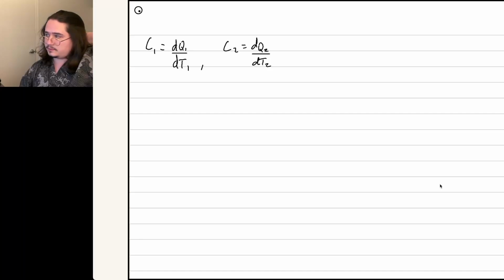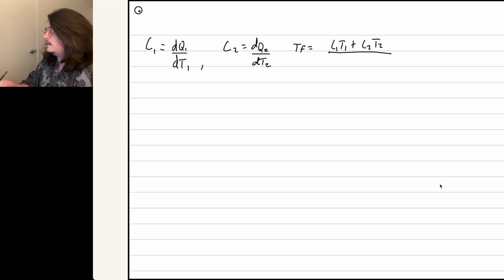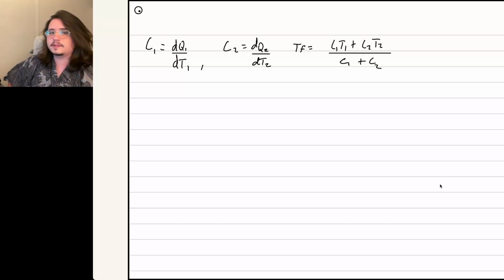And you're meant to prove that the final temperature of both of the objects together, when they're placed in thermal contact, is given by C1 T1 plus C2 T2, divided by C1 plus C2. I don't know why I put those parentheses. Using the definition of the heat capacities.